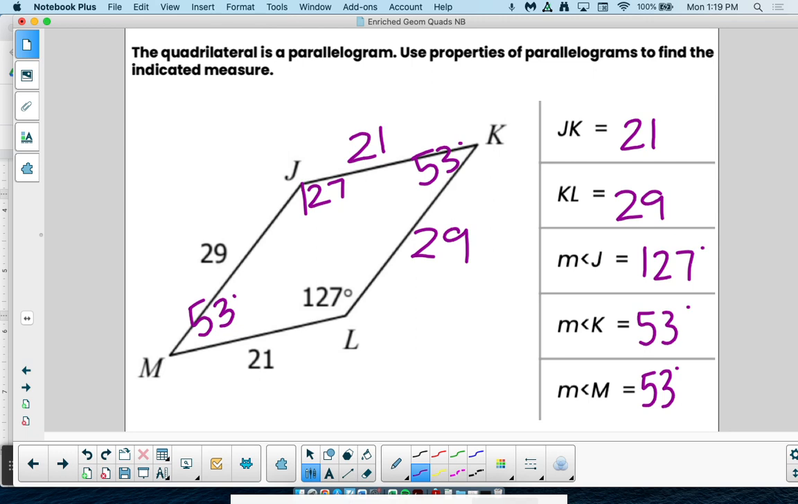Do we match? Is that okay on this one? We're good?